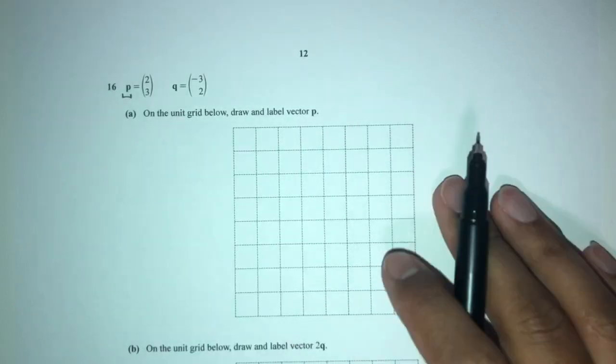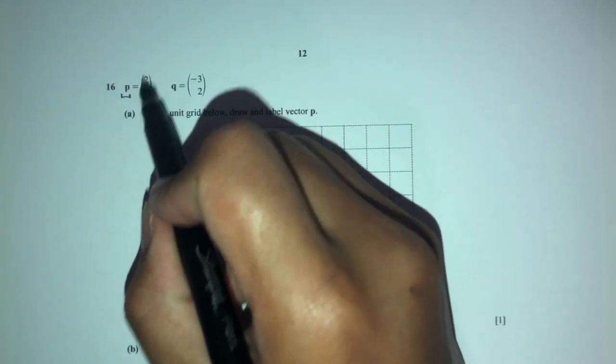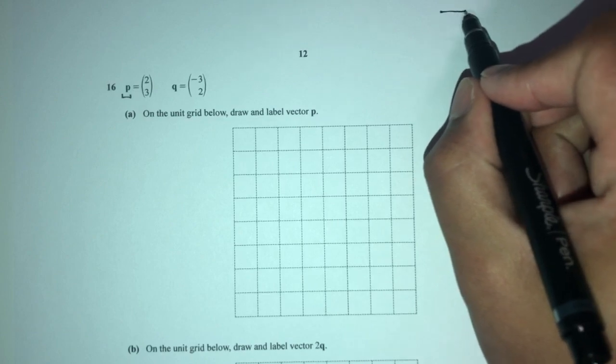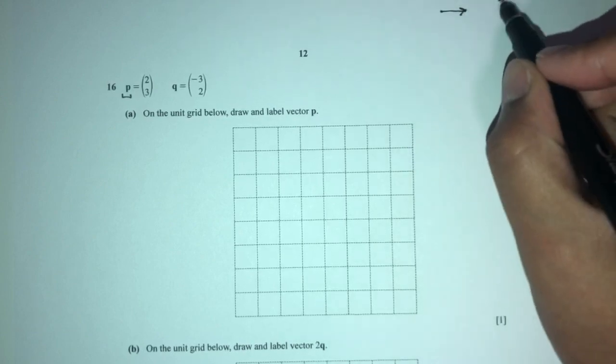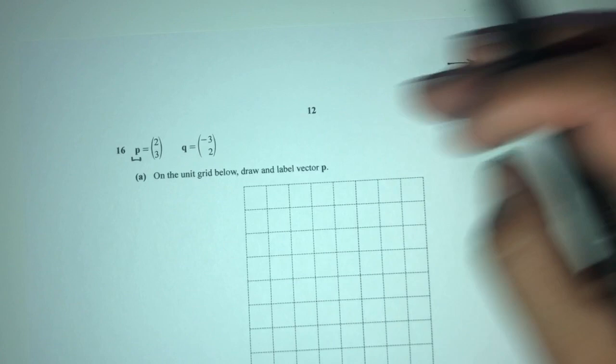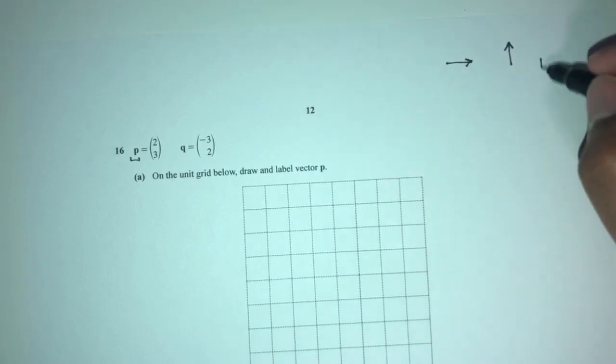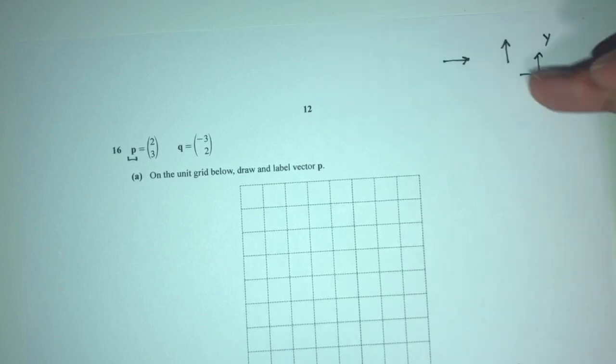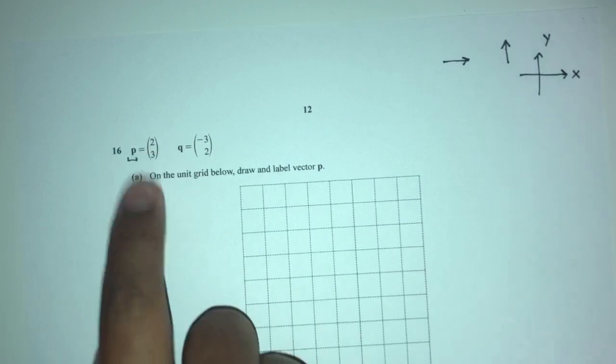So let's look at P. P is 2, 3. Now, what does it mean, 2, 3? Again, usually we assume that going in this direction is positive, and going in this will be positive. Going right and up is positive, as we have seen on the x-axis and y-axis. Usually we think of that as positive, and going up is positive as well. Here we have positive 2 and positive 3.